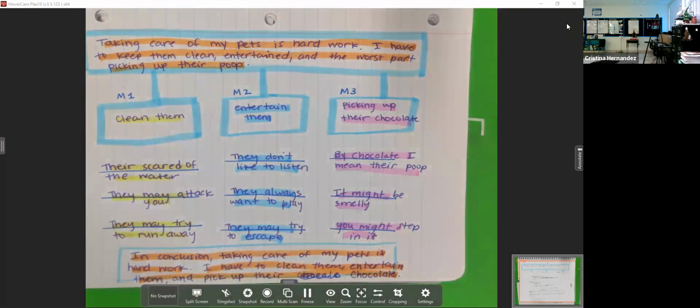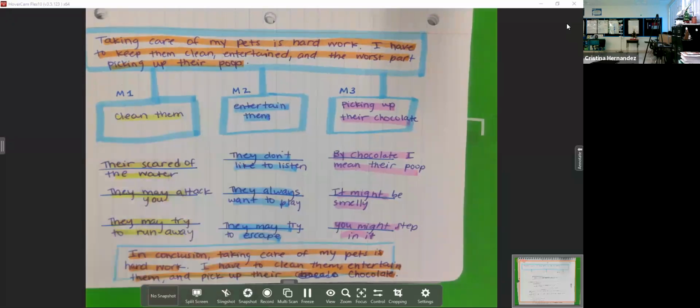I'm trying to think of words. These two you can kind of probably put together. They're scared of water or they may try to run away, you know. But are we ready to move on so I can start writing and show y'all where to begin writing?